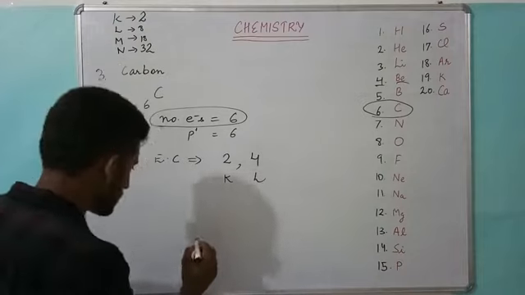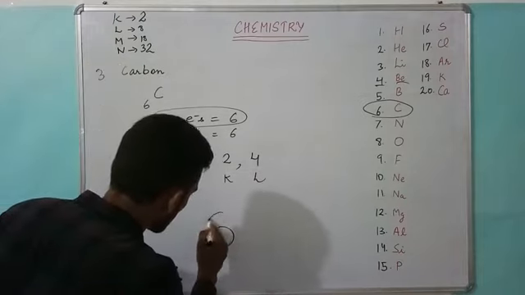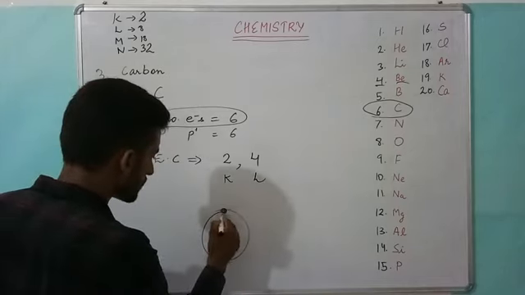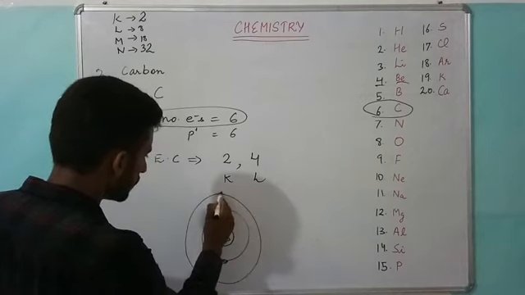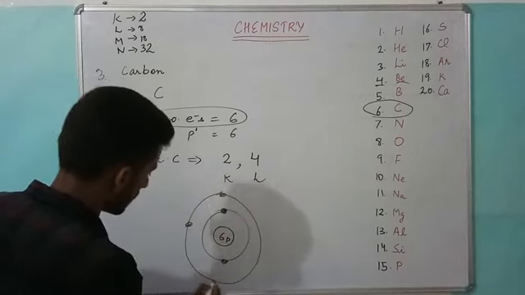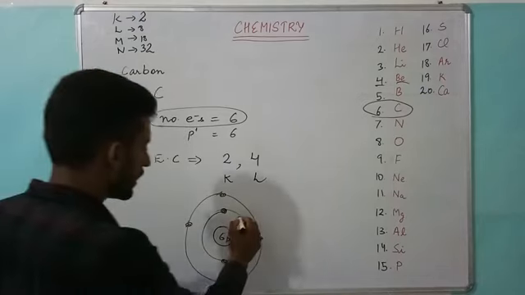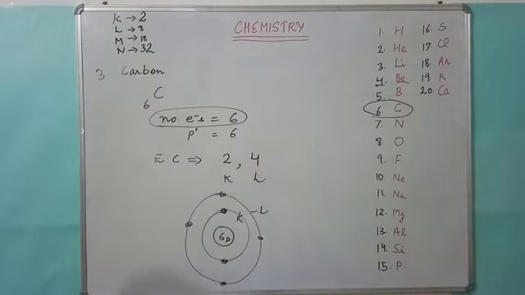So drawing the structure, I am here. So with 6 protons in the center, that is nucleus, so 2 electrons in the first shell, that is K shell, and further the leftover part will go to the last L shell. So here we have this very structure. So K here with 2 electrons and L here with 4 electrons.